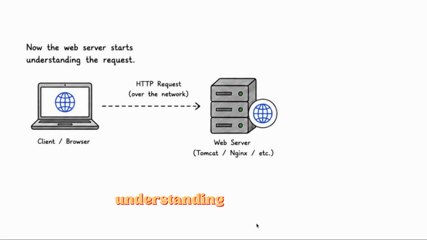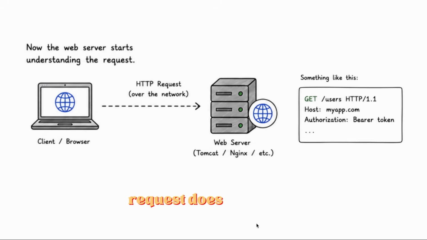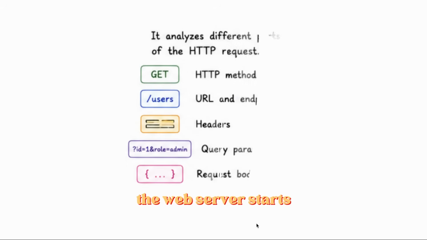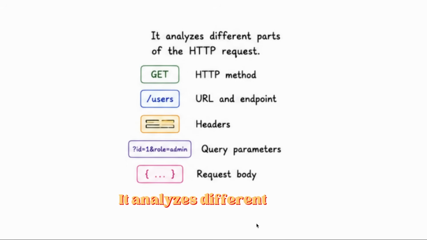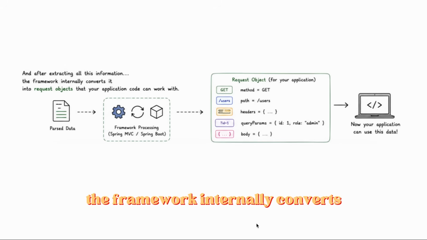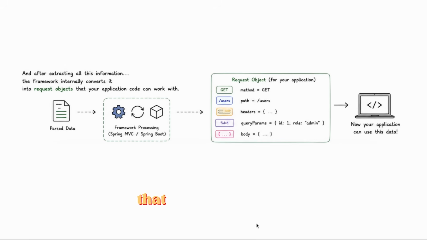Now the web server starts understanding the request. Remember, the request does not arrive as a Java object. It initially arrives as raw network data, right? So at the lowest level, this data is actually received as raw bytes from the socket connection. Now the web server starts parsing this data. It analyzes different parts of the HTTP request. For example, HTTP method, URL and endpoint, headers, query parameters, request body, and after extracting all this information, the framework internally converts it into request objects that your application code can work with.